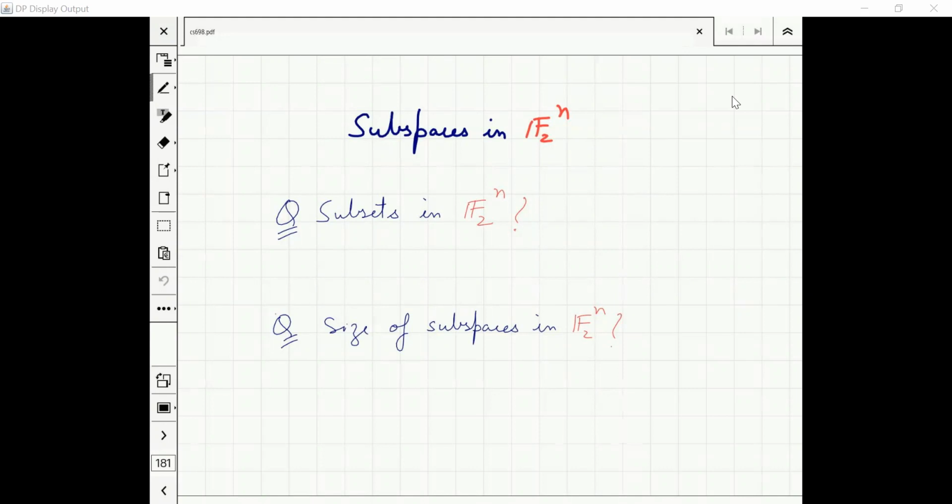It should include the identity, so I will start with 0, 0, 0, 0, which is the identity. Say I also take 1, 0, 0, 0 and 0, 0, 0, 1. Then clearly this is not a subspace because the addition of the last two elements is not present. That is why this is not a subspace. Clearly, there are subsets which are not subspaces, but every subspace is a subset.